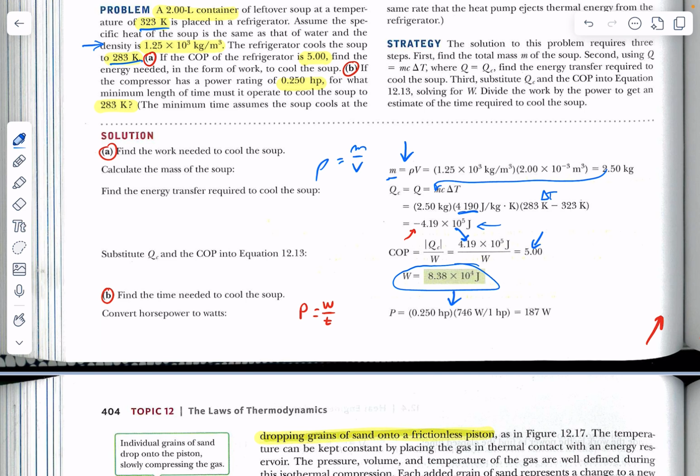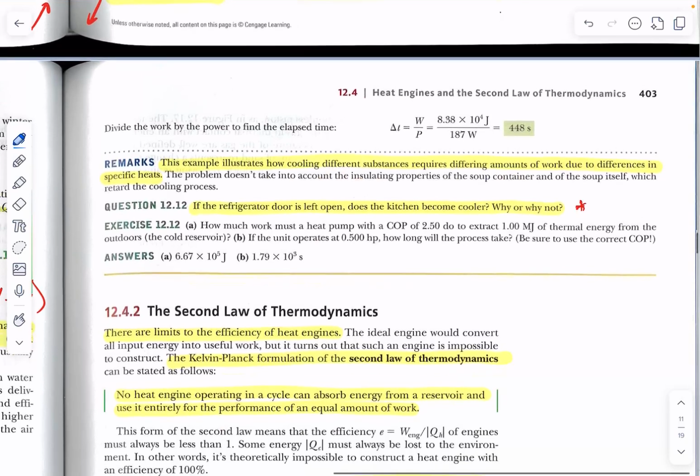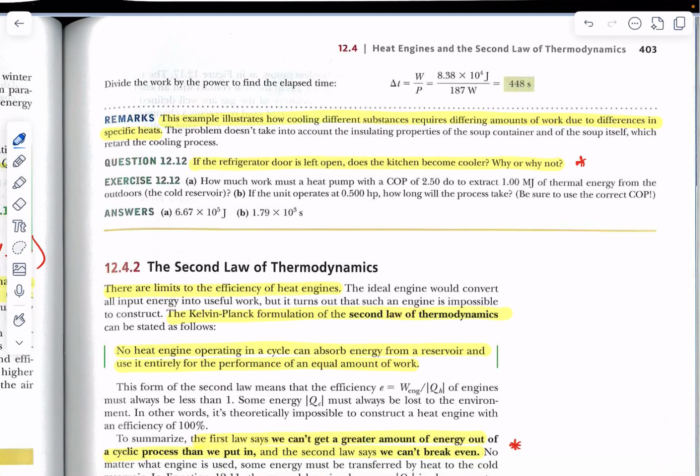In this particular case, we're converting it into horsepower. This is the conversion factor for watts to horsepower. So the horsepower rating of our compressor is 0.250, and that converts to 187 watts. And then we can come over here and find out how long this would take.